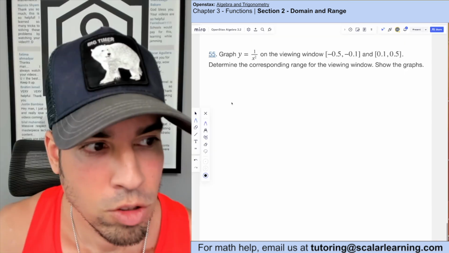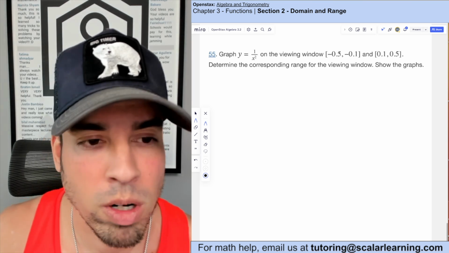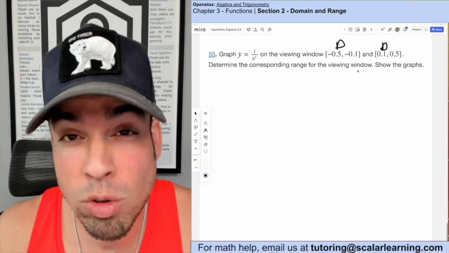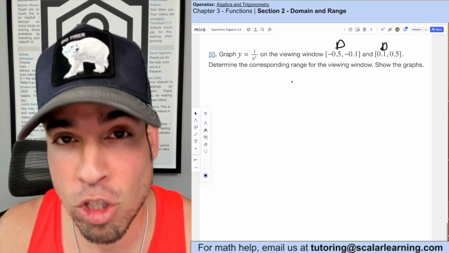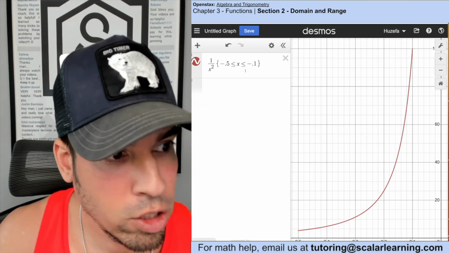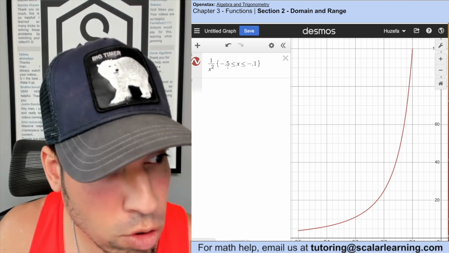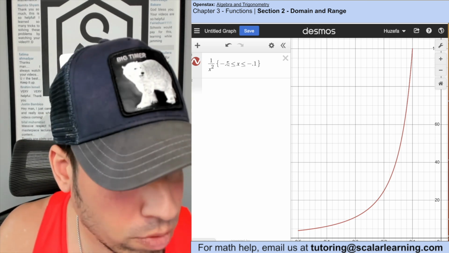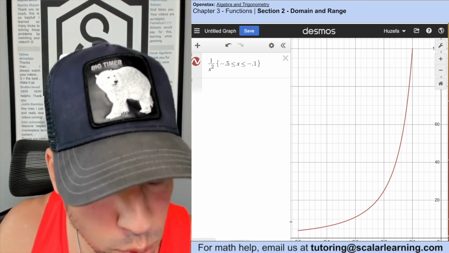Boom, done. So for this one, we're going to graph 1 over x squared on these two different viewing windows. These are domain values, by the way. And so to do that and find the range, I'm going to show you how to do this on Desmos. So here's the function, and here's how you kind of limit the domain in Desmos. We have this inequality in the squiggly brackets going from -0.5 to -0.1.